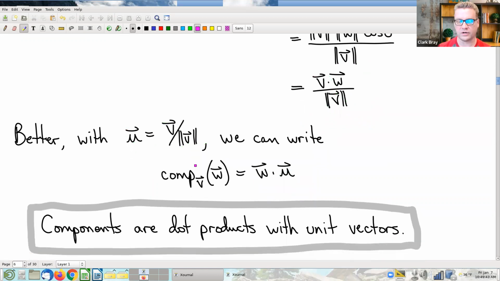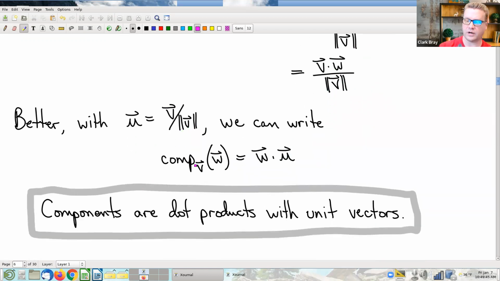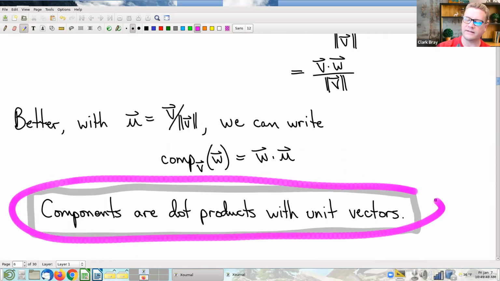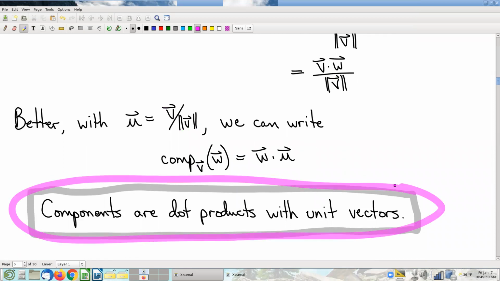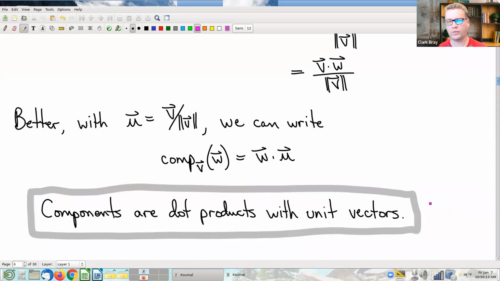Okay. So it also leads to what I think is a really lovely, pithy way to remember, way to understand components. Components are dot products with unit vectors. It rolls off the tongue really nicely. And this is the intuition that I have in my mind when I think about components, dot product with the corresponding unit vector. So I encourage you to think of it that way as well. Okay, pausing again.